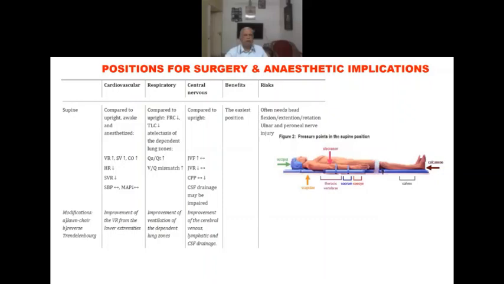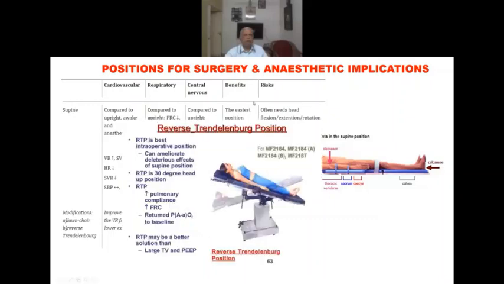And these are all the pressure points you have to take care of even when the patient is in supine position: the olecranon, the sacrum, coccyx, and the heel, especially the calcaneal area. I had one case of calcaneal pressure sore when a patient underwent a microsurgery for 15 hours. The next day, the Achilles tendon was exposed because of the pressure over that. From that time onwards, we started taking care of that. He required another microsurgery for that. So this is the reverse Trendelenburg, which normally makes a difference, especially for obese people. This position is very important.